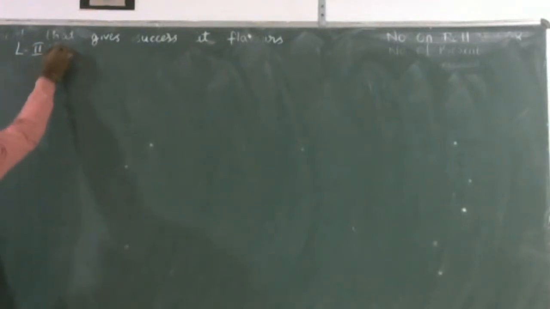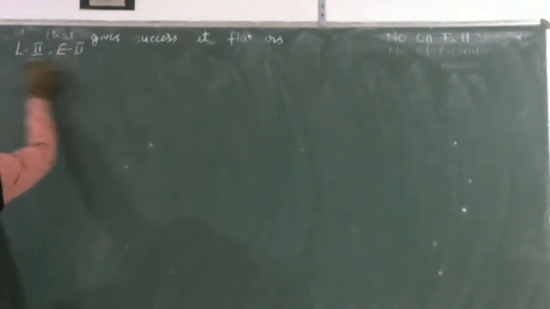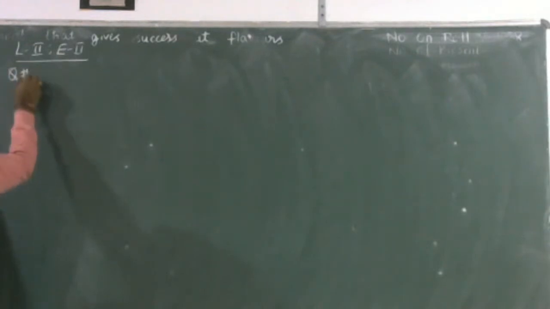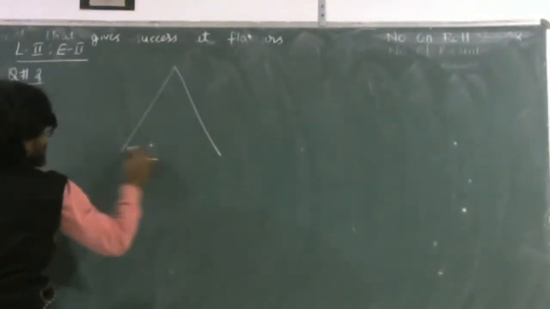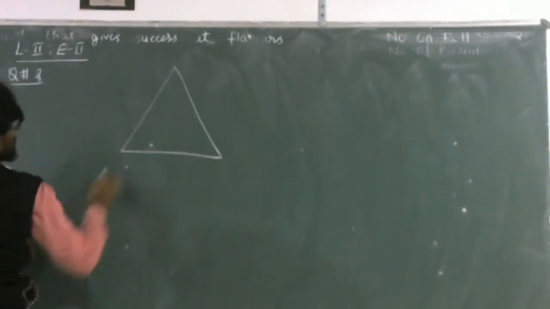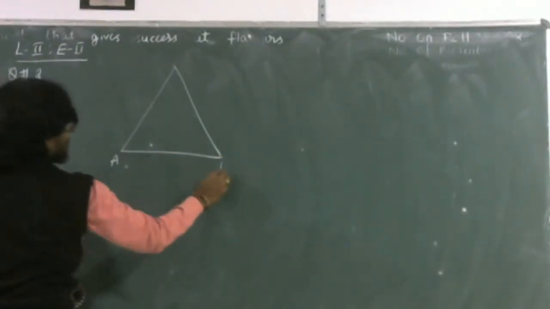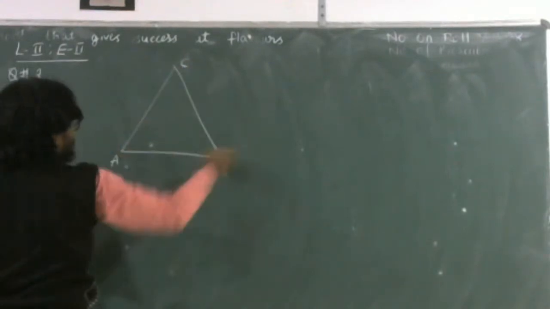Right, okay. So listen and note down. Those who are not having the sheet, listen to the question carefully and note down the data. Level 2, exercise 2, question number 2. The question is, in an equilateral triangle ABC, consider an equilateral triangle. You can consider this A, B, C.